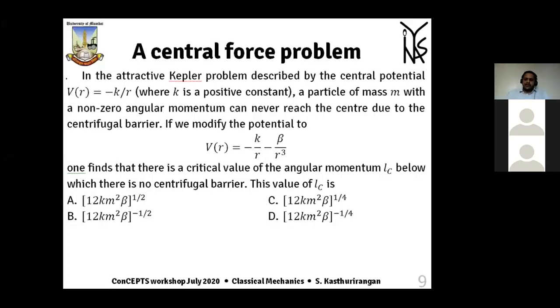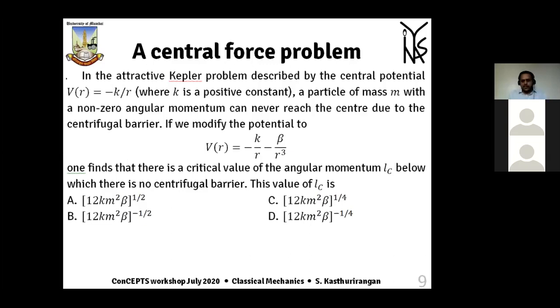So the next class of problems which we'll go towards is the central force problem. Now, central force is a very wide topic, but I have taken a small selection of problems from that, and we'll be looking at that. But there can be a wider variety also.